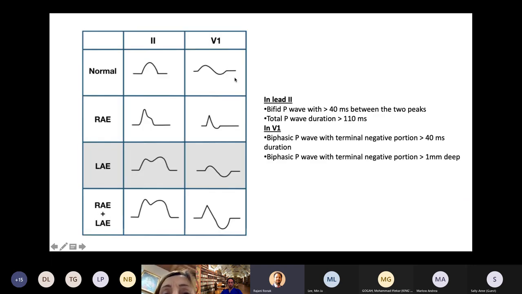Just as a quick reminder in terms of P wave morphology in left atrial and right atrial enlargement, for left atrial enlargement, I simply look at V1. If you see a biphasic P wave, and you see that the P wave has a terminal negative portion greater than 40 milliseconds, so one small square, and it's more than 1 millimeter deep, that's going to indicate left atrial enlargement. For right atrial enlargement, I simply look at lead 2. If it's greater than 80 milliseconds, if it's higher than 2 millimetres, that's indicative of right atrial enlargement, which you would find in patients with cor pulmonale, pulmonary hypertension, and also right atrial enlargement secondary to significant tricuspid valve disease.